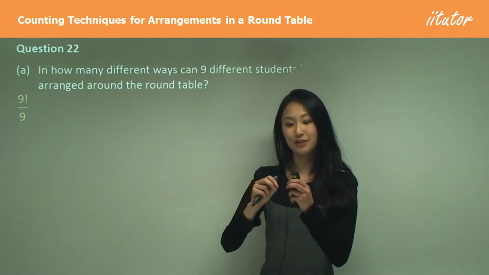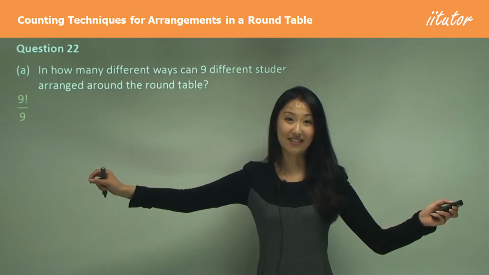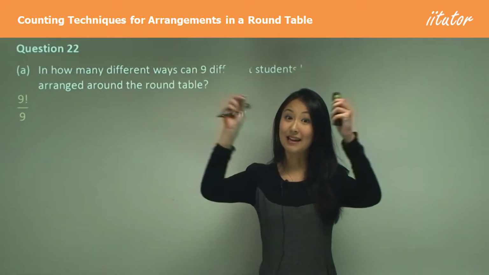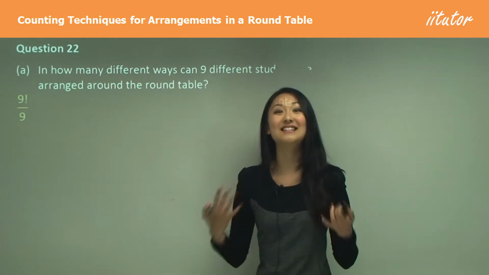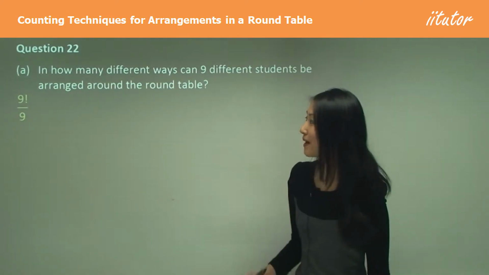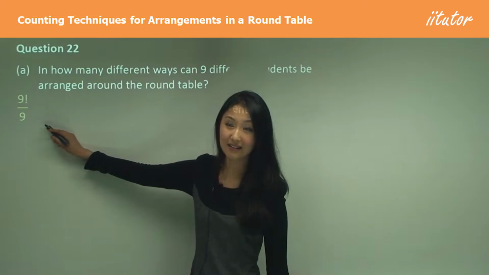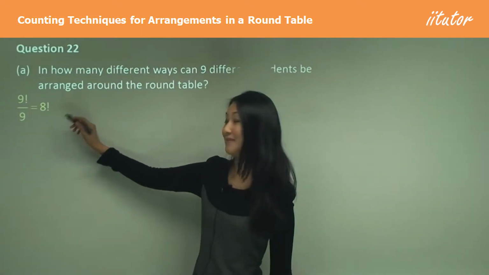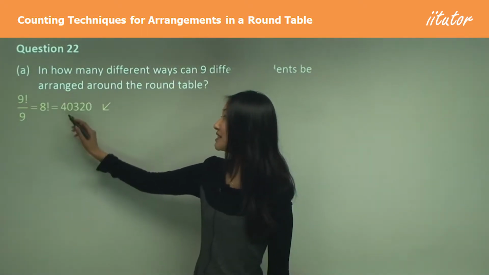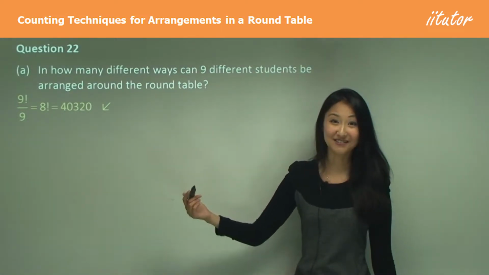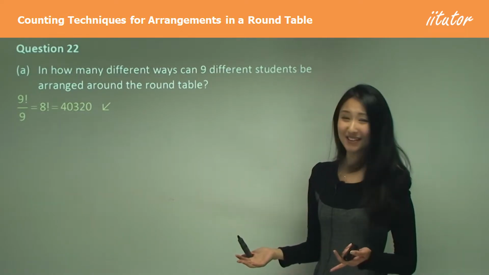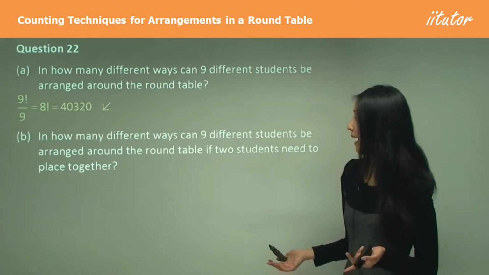So there'll be 9 factorial if they were standing in a line together. But because we're putting it together in a circle, there's going to be 9 repeats, so 9 identical tables. So that's why we divide it by 9 here, which is actually the same as 8 factorial, which is 40,320 ways of arranging people around a round table, which is actually quite a lot of ways when you think about it.